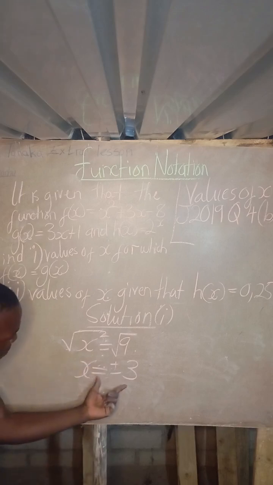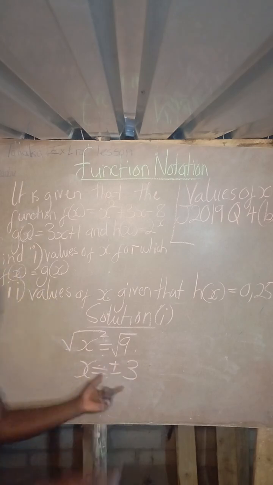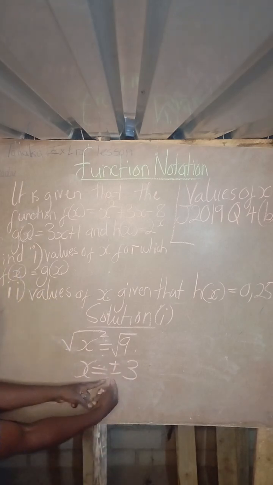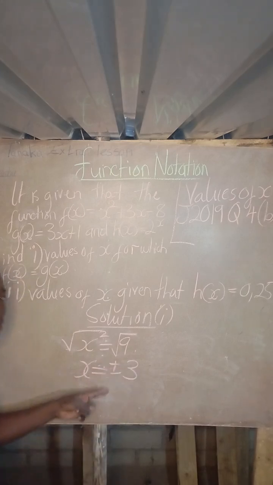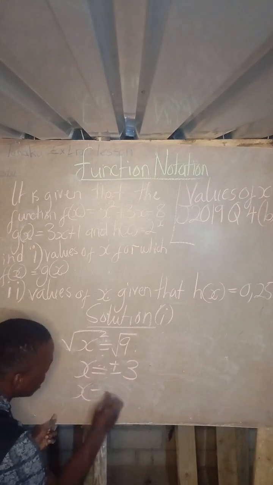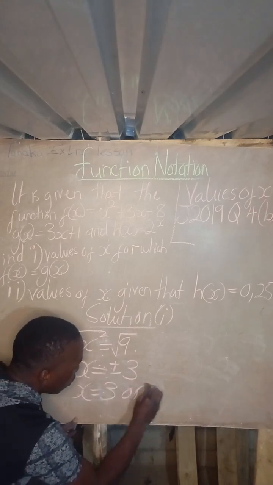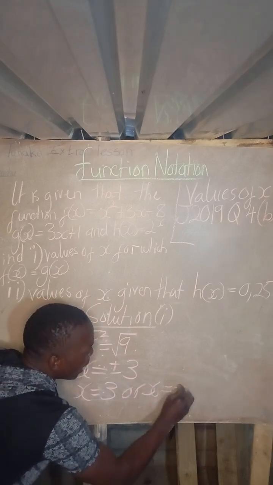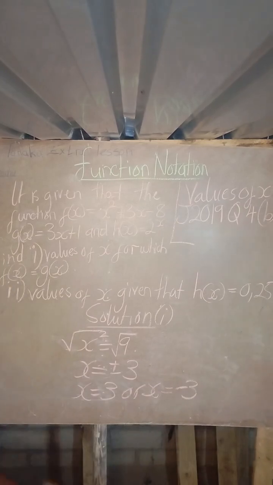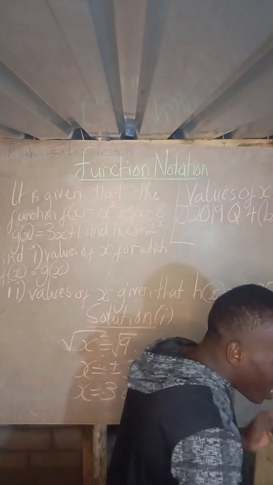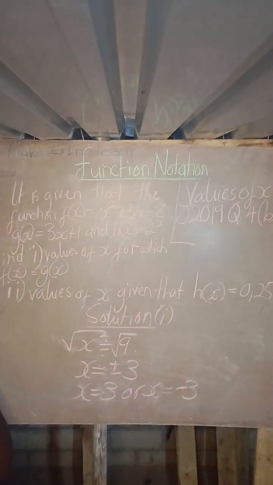So we break this minus or plus. It means minus or plus means that this 3 can be minus, and this 3 can also be plus. So x is equal to 3 or x is equal to minus 3 as well. That is how it is done. If you wanted it and you finished, you get your marks, a total of 3 marks.